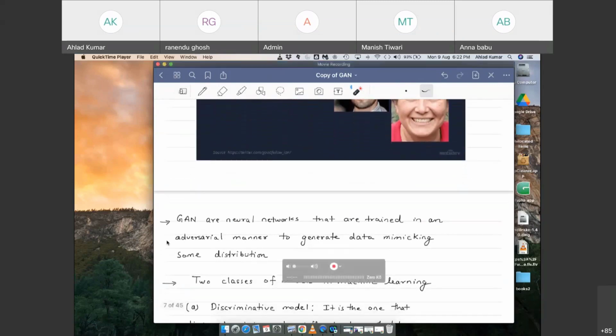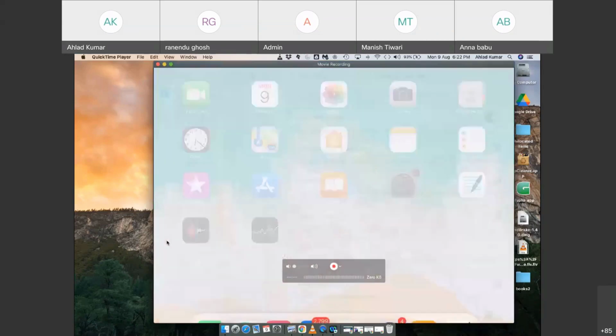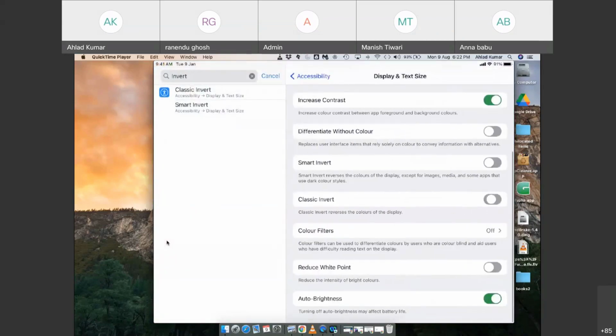Okay, so now let me change the colors here just to make it pleasant. Just a minute.